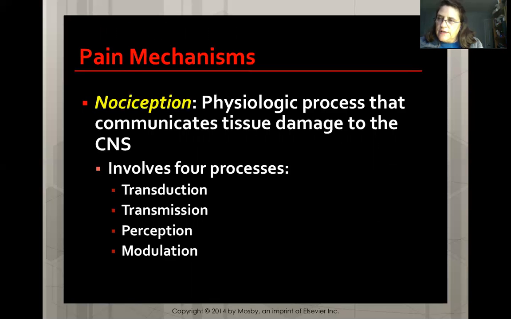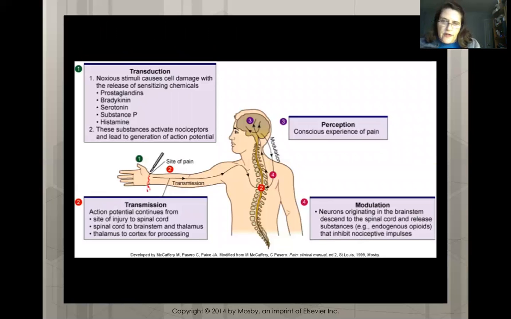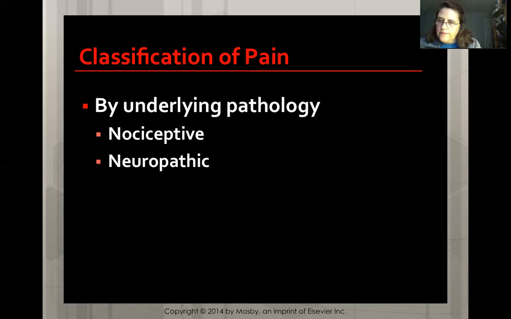Nociception is the physiologic process that communicates tissue damage to the central nervous system. This is a four-process pathway: transduction, transmission, perception, and modulation. And here's a pretty little picture that I left in for you. I believe this is in your book.